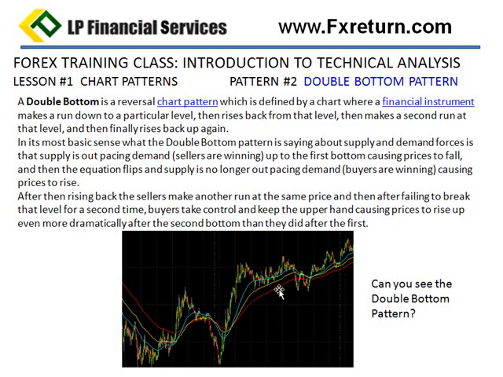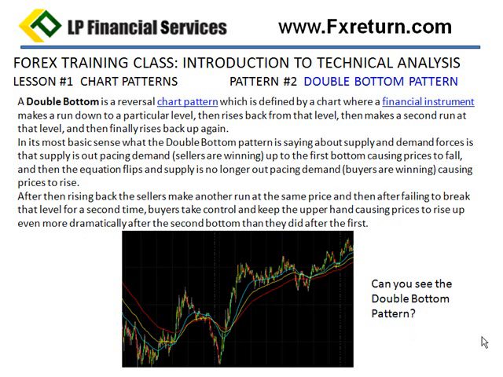In its most basic sense, what the double bottom pattern is saying about supply and demand forces is that supply is outpacing demand. The sellers are winning up to the first bottom, causing prices to fall. Then the equation flips and supply is no longer outpacing demand. The buyers are winning, causing prices to rise. After then falling back, the sellers make another run at that same price. And after failing to break that level for a second time, buyers take control and keep the upper hand, causing prices to rise up even more dramatically after the second bottom than they did after the first.